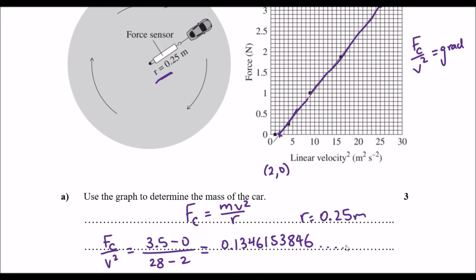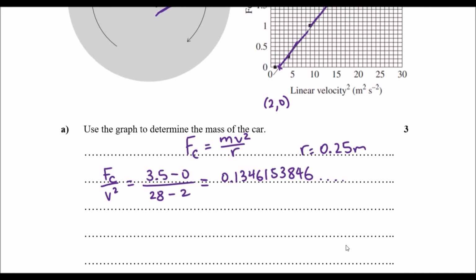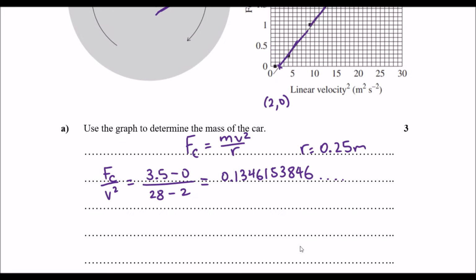You could round this off to 3 sig figs for your calculation because it's not specified in the New South Wales syllabus how many sig figs to use, but let's just use the total value first. Next, let's try and find mass because that's what we're trying to do. If we look at the equation we had, Fc divided by v squared gives us the equation m over r.